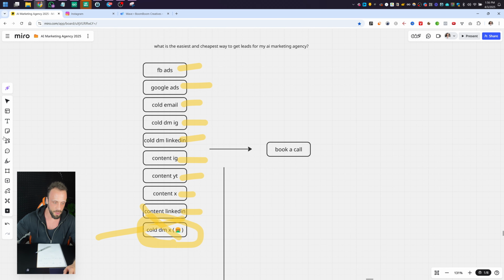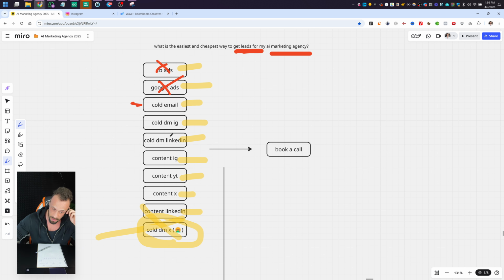Okay. So right now, our concern is the cheapest and easiest way to actually acquire a customer and get leads for your AI marketing agency. And when you're starting out, ads are out of the picture, because you don't have money for ads. So Facebook ads is out, Google ads is out, doesn't matter. We're not going to be running ads.